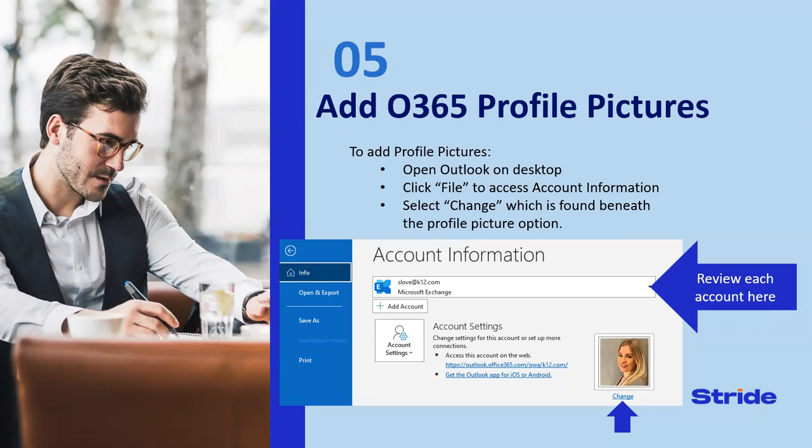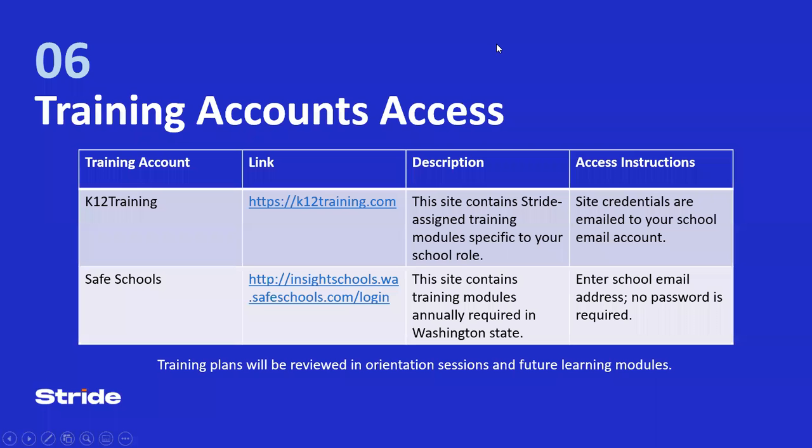Similarly, you can add profile pictures to your email account profiles, and to do that, you'll open Outlook on your desktop. You'll go to File, you'll click Account Information, and you should be prompted to upload a picture of your choice. Make sure it's school appropriate, of course, and keep in mind that once you have Outlook configured, you'll have both of your accounts readily available, and you can drop down. And if you want to do separate profile pictures for each account, you can do that.